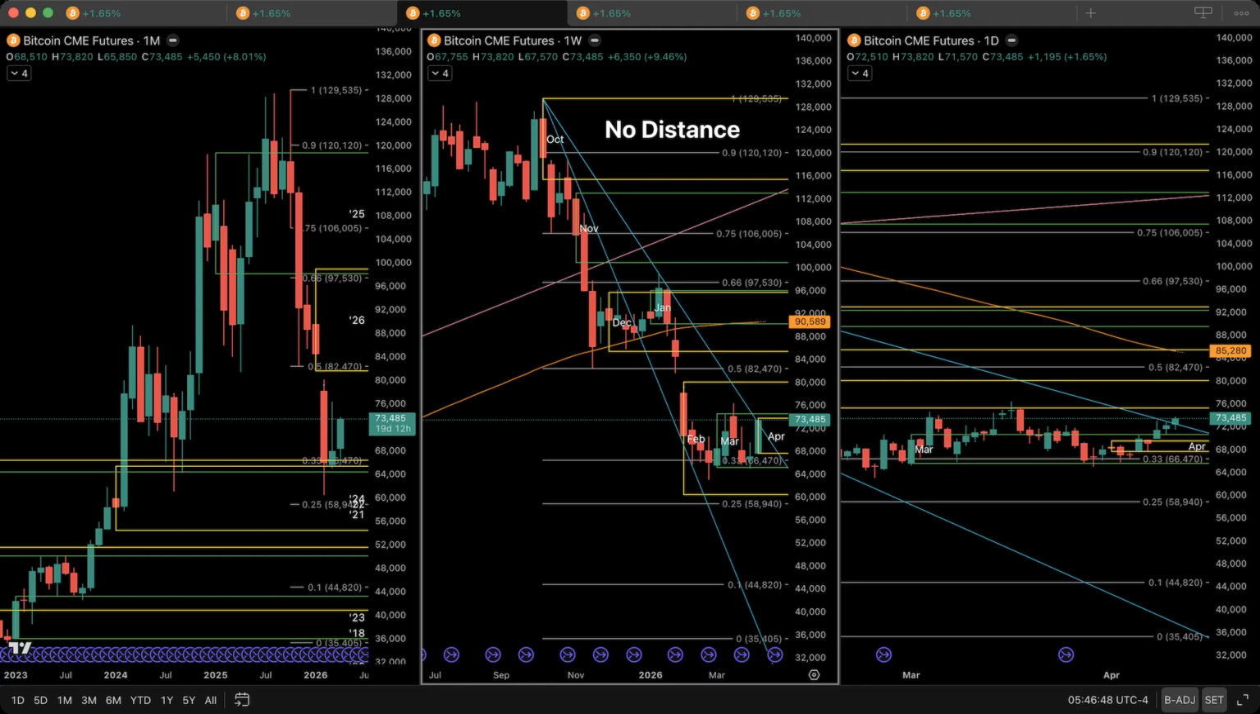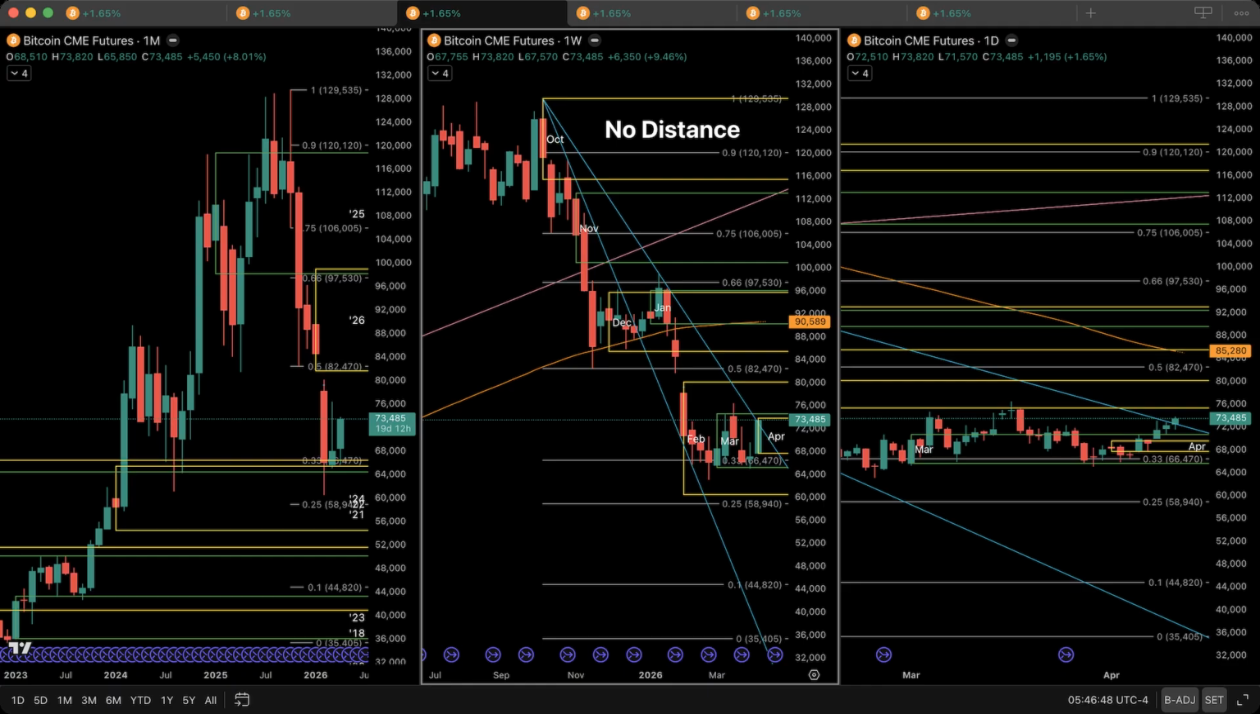Now the key layer. Daily structure is not independent. It reflects weekly. Weekly reflects monthly. Higher time frame defines boundary. Lower time frame expresses behavior. This is hierarchy.